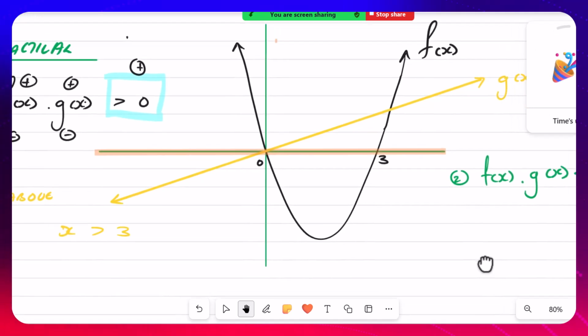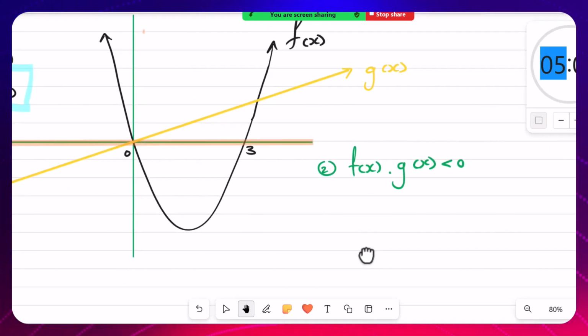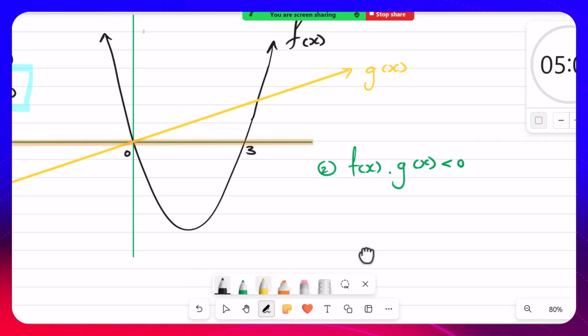Okay. Next up, we go to the other side. For this, we are now looking for where f of x times g of x is less than 0. Oba, help me out. My answer for less than 0, does that mean positive or negative? It means negative. So what do my graphs have to be for me to end up with a negative? Start with f of x, please. f of x either has to be positive and g of x has to be negative, or f of x has to be negative and g of x has to be positive.